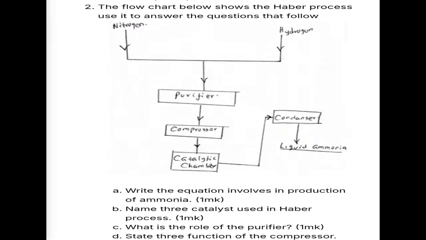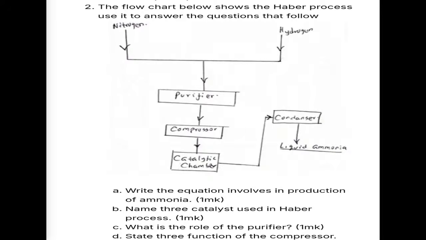So in the catalytic chamber, we are going to see from the equation that I'm going to write that it is where the ammonia gas is formed when nitrogen is reacted with hydrogen in the presence of a catalyst known as finely divided iron catalyst. So we use finely divided iron catalyst to speed up the rate of reaction. The role of that catalyst is to speed up the rate of reaction, leading to more production, more yield of ammonia gas in the system.